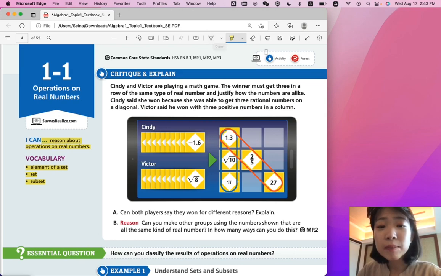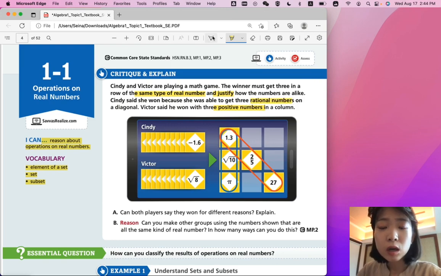Cindy and Victor are playing a math game. The winner just must get 3 in a row of the same type of real number and justify how the numbers are alike. Cindy says she won because she was able to get 3 rational numbers on a diagonal. Victor said he won with 3 positive numbers in a column.